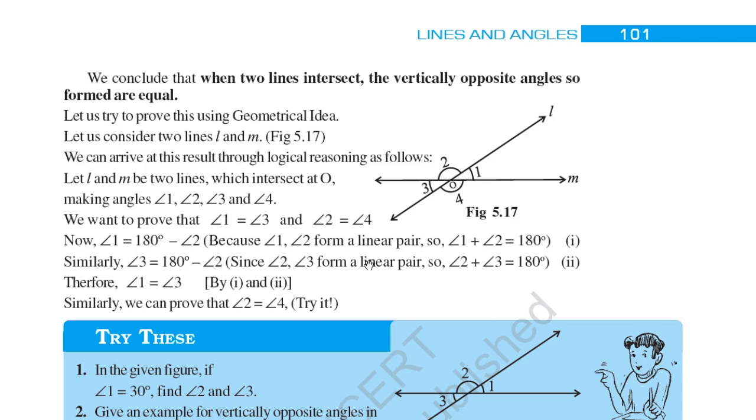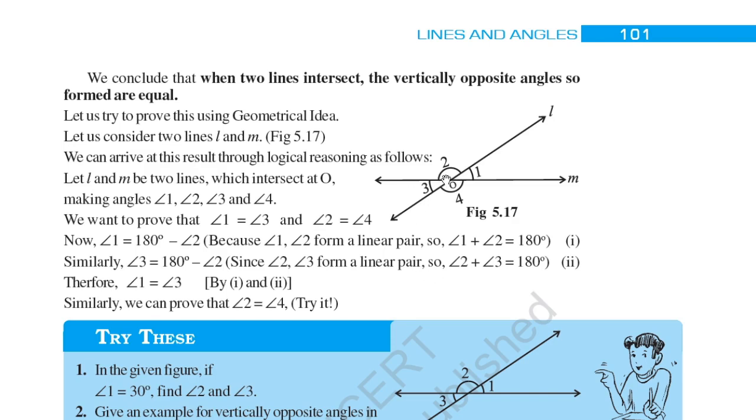Because angle 1 and angle 2 form a linear pair, angle 1 plus angle 2 is equal to 180 degree. And similarly, you can see angle 3 and angle 4. These two also are a linear pair. So the total is 180. So angle 3 will become 180 minus angle 2, since angle 2 and angle 3 form a linear pair.